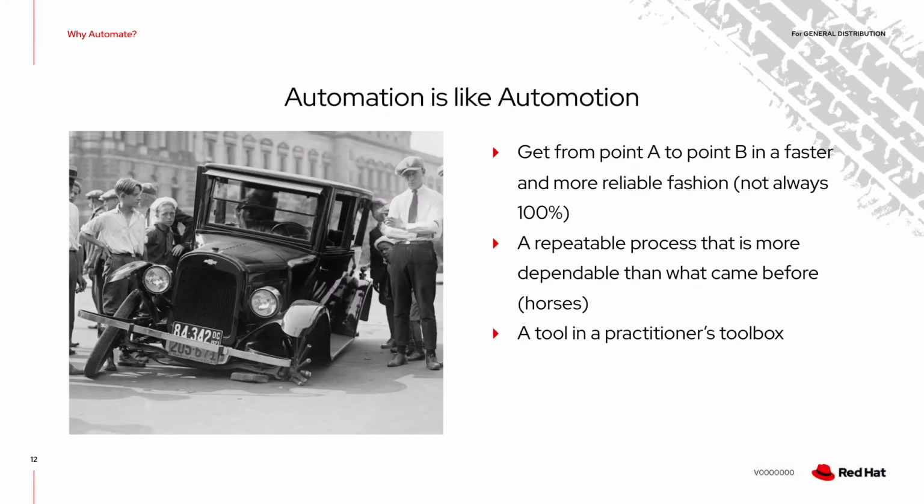So, automation is like automotion. Helps you get from point A to point B in a faster, more reliable fashion. It's not always 100%, nothing is, and we're not making promises of 100%. It's a repeatable process that is more dependable than what came before, i.e. horses in the case of automotion, and automation here, something like Ansible. And it's a tool in the practitioner's toolbox.